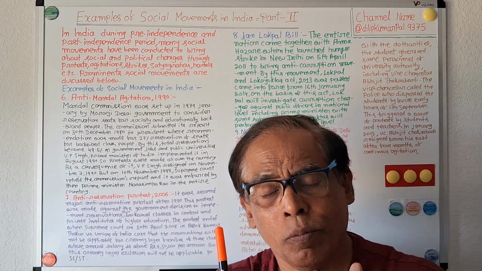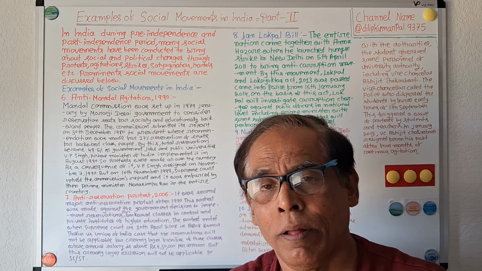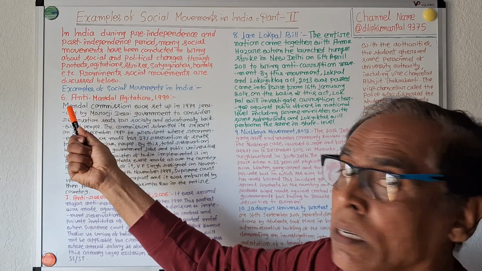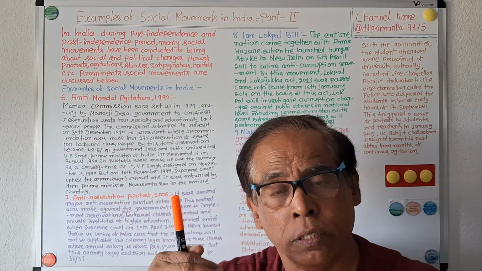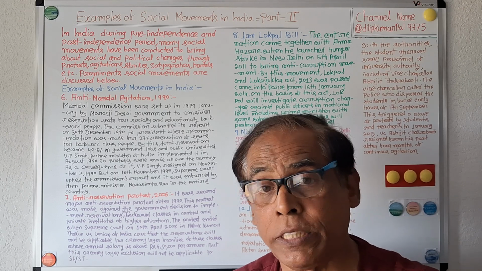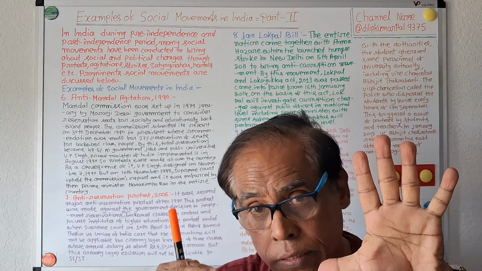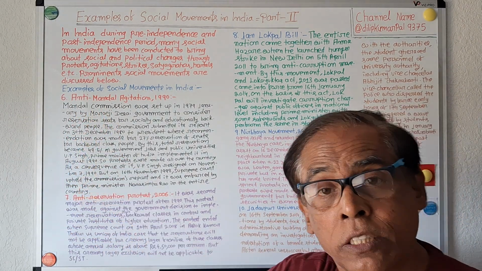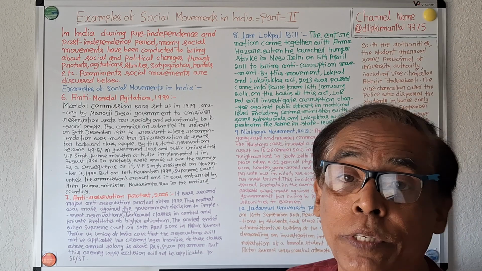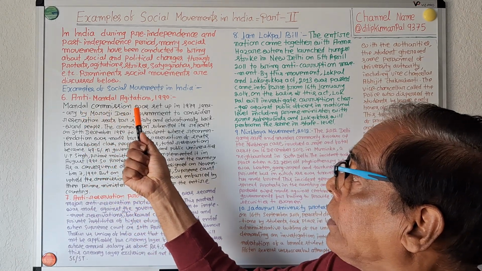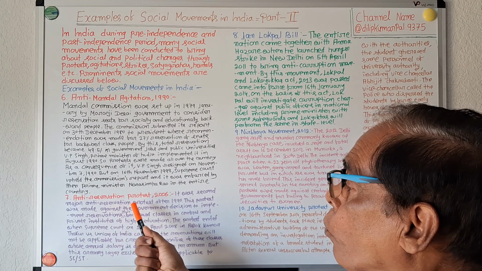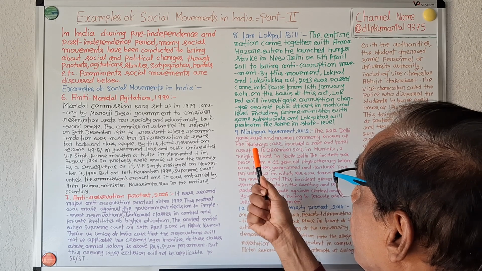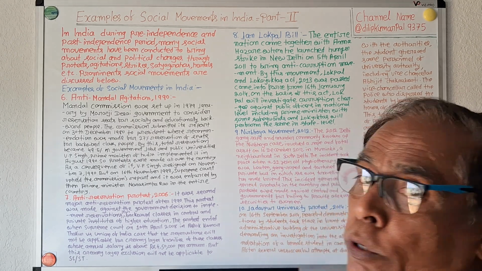Many social movements were made, and the prominent ones start from number 6, because in part 1 I discussed 5 important social movements, and in part 2 I will start from the sixth social movement onward. In this video we will discuss the anti-Mandal agitation 1990, anti-reservation protest 2006, Jan Lokpal bill, Nirbhaya movement, and Jadavpur University protest.